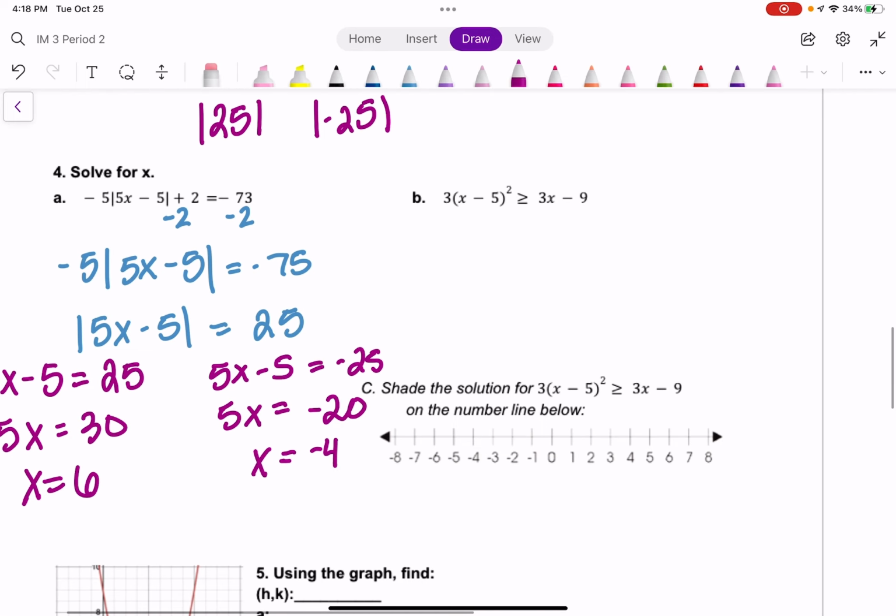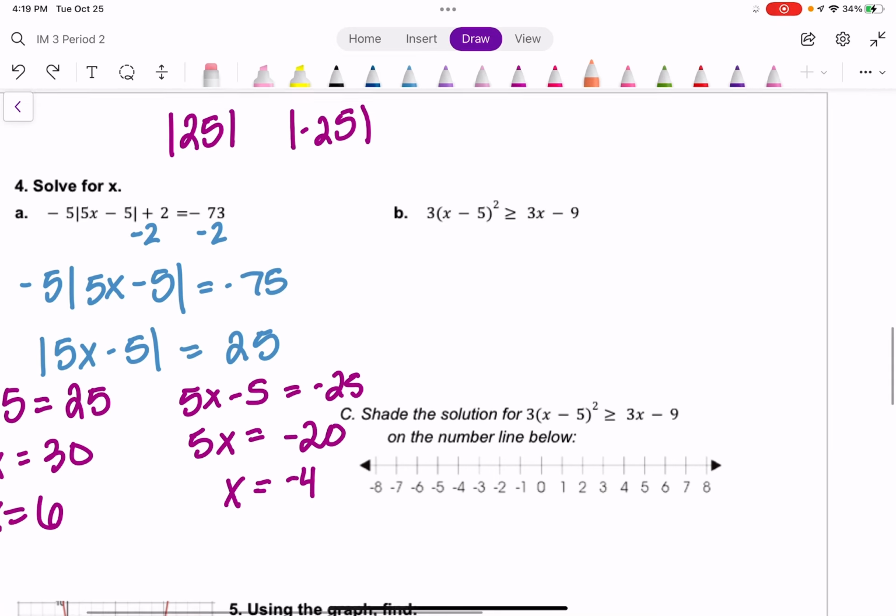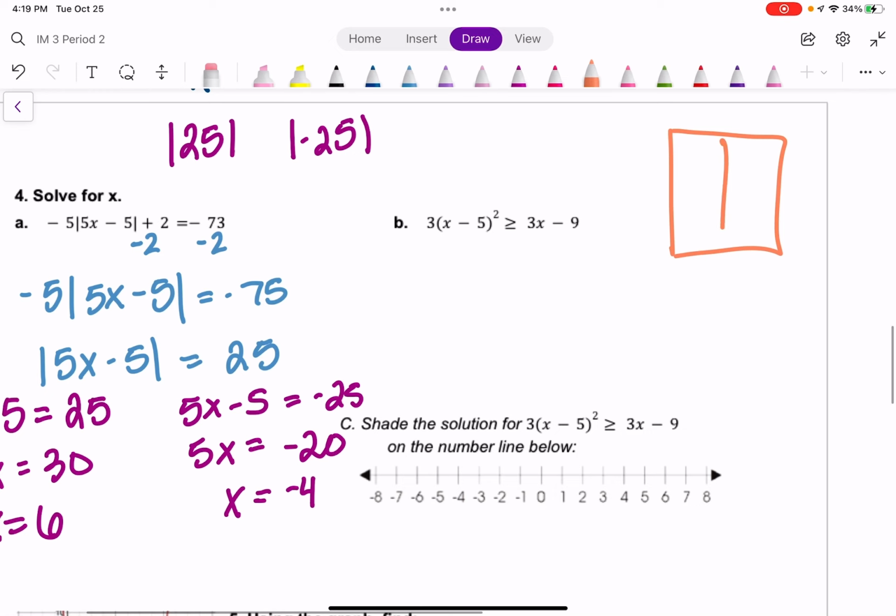In our second example, we're having to solve this quadratic inequality. The first step here is always to get a 0 on one side. But before we do that, let's go ahead and square our (x - 5) just so we have that ready to go. So we have x minus 5, x minus 5, x squared minus 5x minus 5x, and 25. Then notice we're multiplying that by 3.